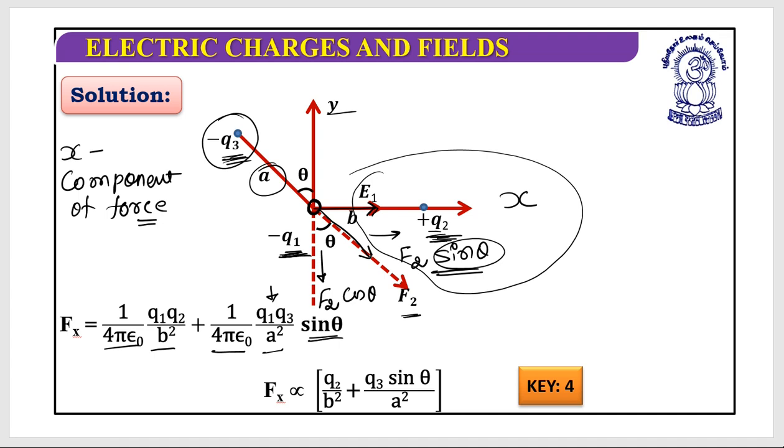So if I find the proportionality constant, q1 can be a constant, and 1 upon 4 pi epsilon naught, that is what we call k, it would be a constant. So if I make a constant k and q1, it's k into q1, and the remaining term would be q2 by b square plus q3 sin theta by a square. This is our answer. So are you done with this? How did you do this? Did you do the same? Are you sure? Great work.